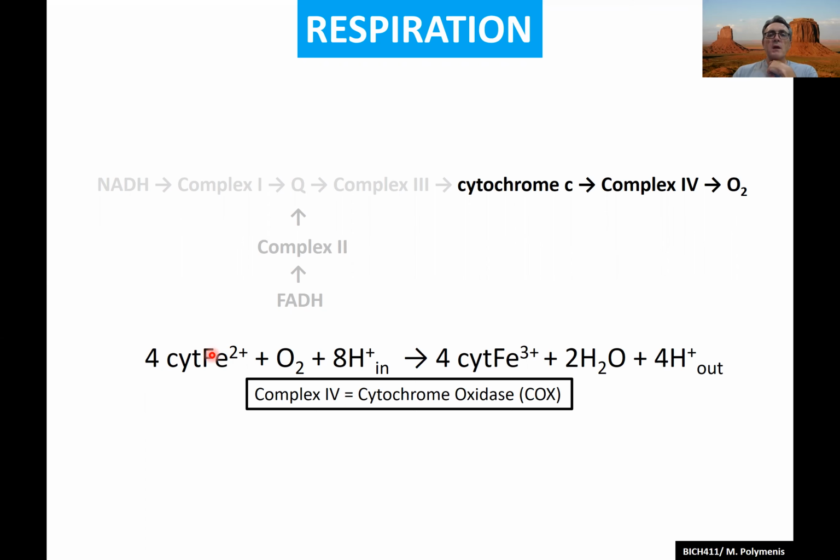It's iron 2. And finally, complex 4 here will take these electrons and pass them on to oxygen to get water. And in the process, again, we have translocation of protons from the inside of the mitochondrial matrix to outside in the intermembrane space. Complex 4 is also called cytochrome oxidase, or COX for short, because of course it oxidizes cytochrome back to the iron 3 form of cytochrome C.